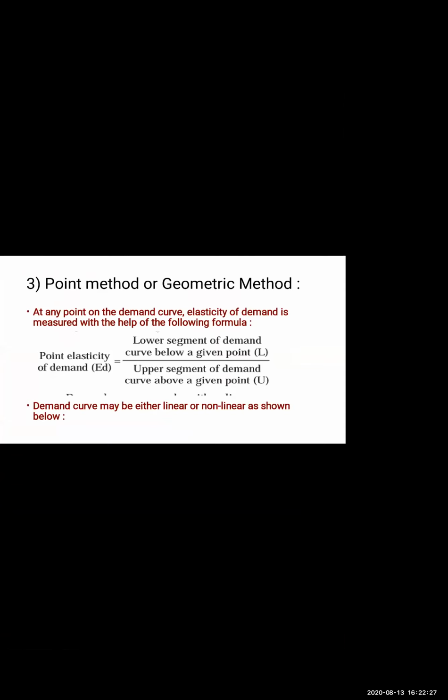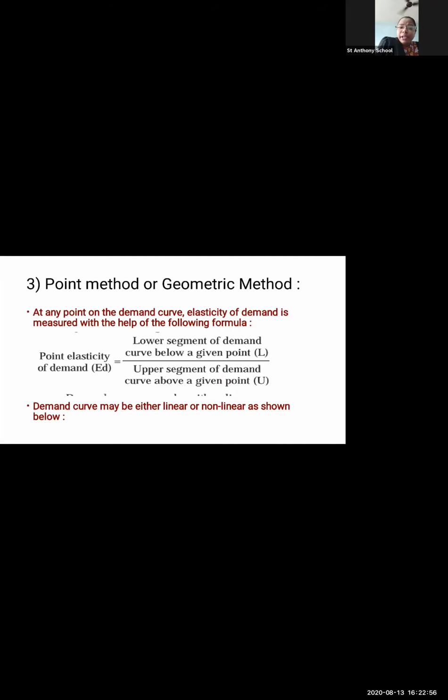Third one is the point or geometric method. In the point and geometric method, what will happen? Over here, now we got to know the formula. We wanted to find out total expenditure, we were able to find it out. We wanted to find out the percentage method, we were able to find it out. Now what Marshall is telling us is that we will have variables and we will be able to find the ratio.